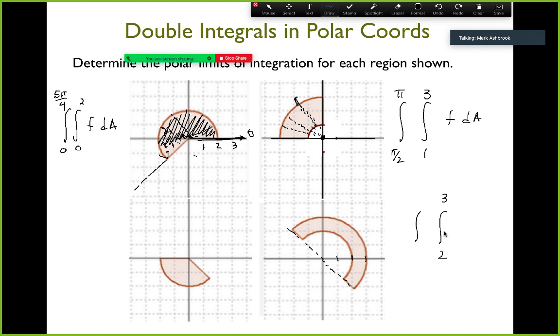And then we have a couple of different choices here. Theta goes from what to what? Negative pi over 4 to 3 pi over 4. Very good. We could also do 7 pi over 4 to 11 pi over 4 if you wanted. So you can start all the way over here at 7 pi over 4 and go to 11 pi over 4, which would be another way to do that.